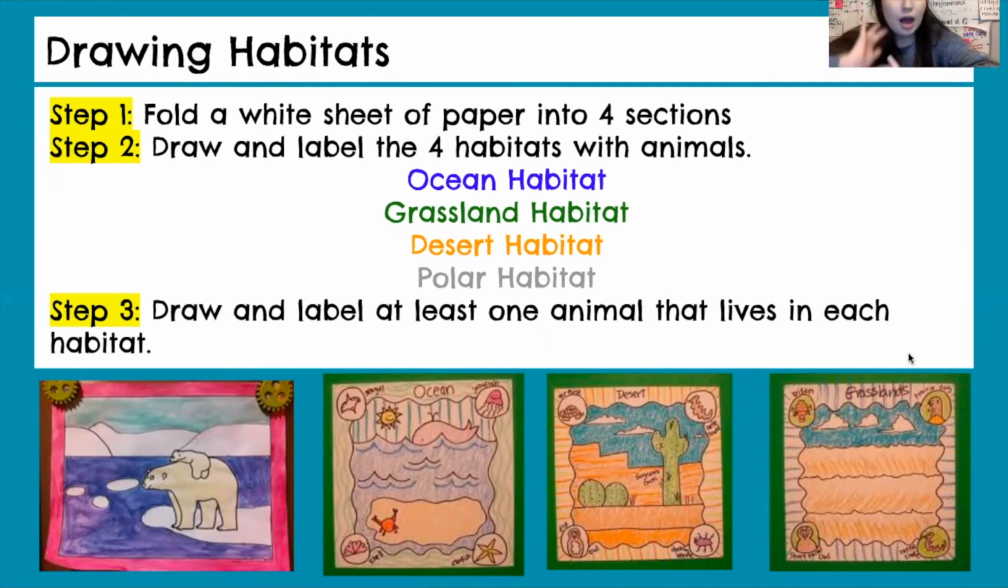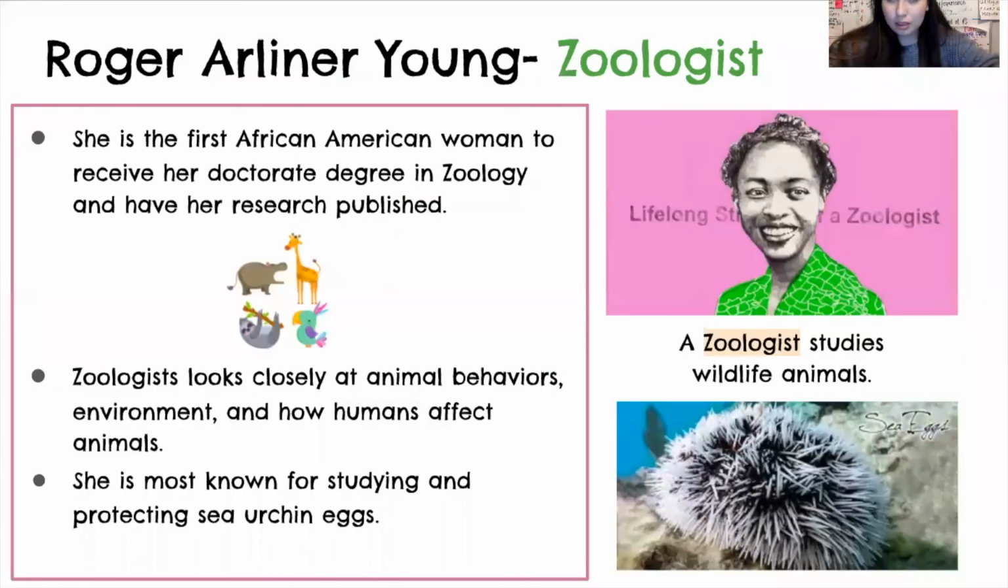So this is our lesson on habitats today. I hope you had such a fun time learning about the 4 different habitats. And before we go, I want us to keep thinking about animals, and I want us to think about the scientists that study animals. Okay, so we're going to be talking about a really amazing scientist today, and her name is Roger Arliner Young, and she is a zoologist. And a zoologist is a scientist that studies animals.